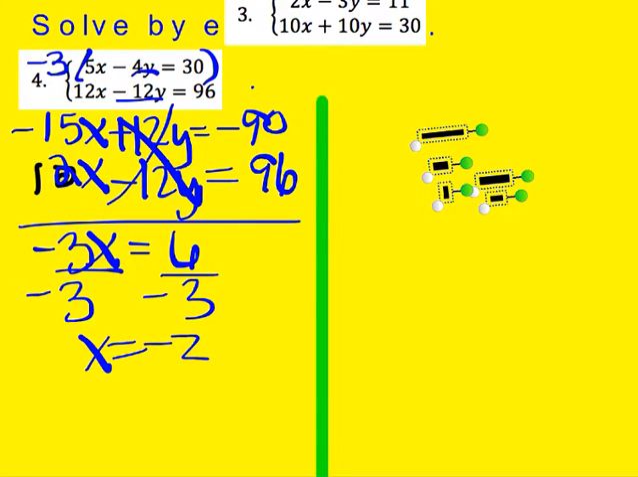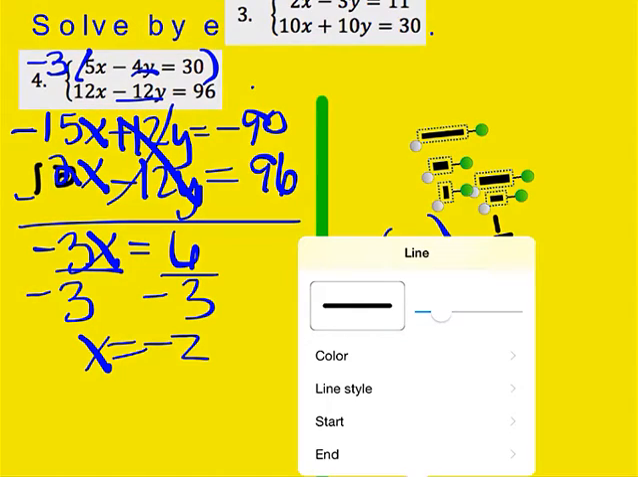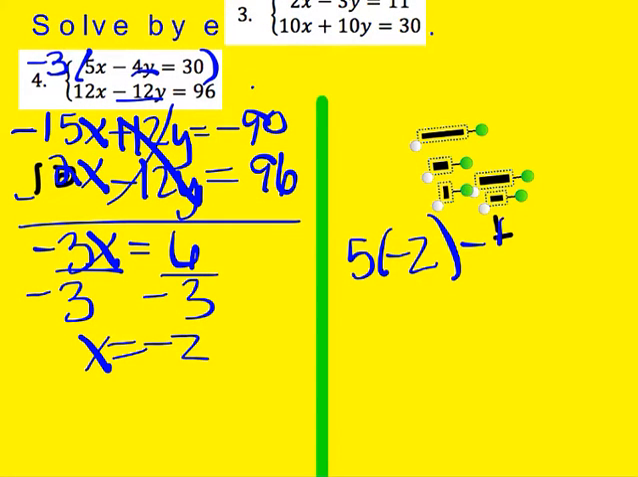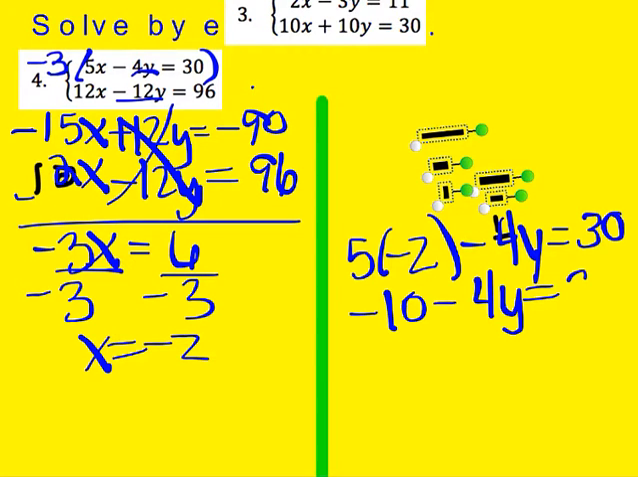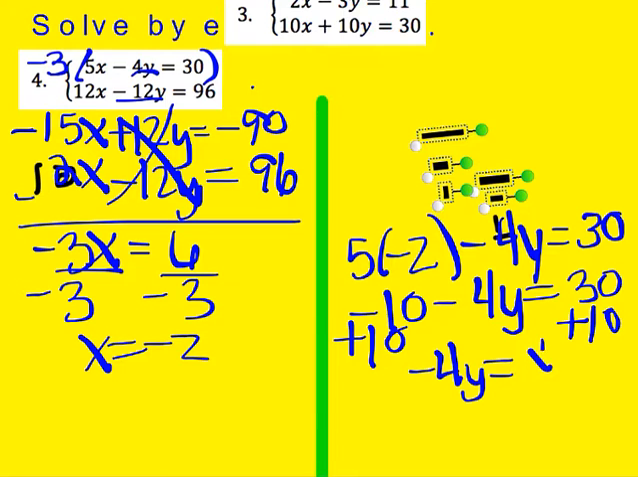So now I know that's what x is. So I need to pick one of these, and I need to solve it to get my y. So let's just do that top equation on the other side. So I'm going to have 5 times negative 2 minus 4y is equal to 30. Okay, so then I'm going to get negative 10 minus 4y is equal to 30. Then I'm going to add 10 to both sides. So then I get negative 4y is equal to 40.